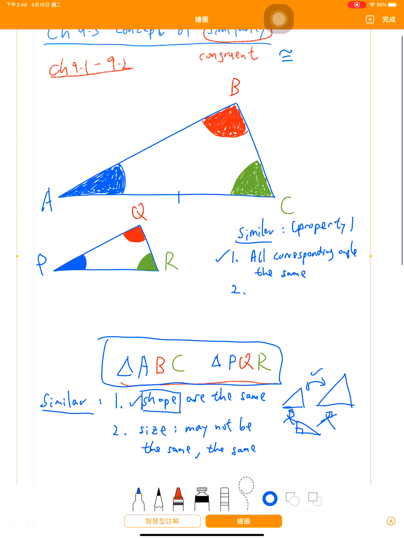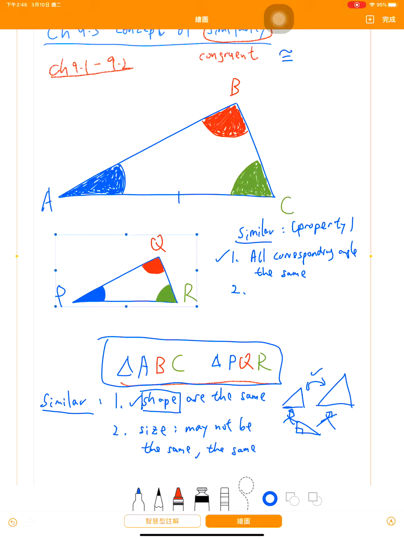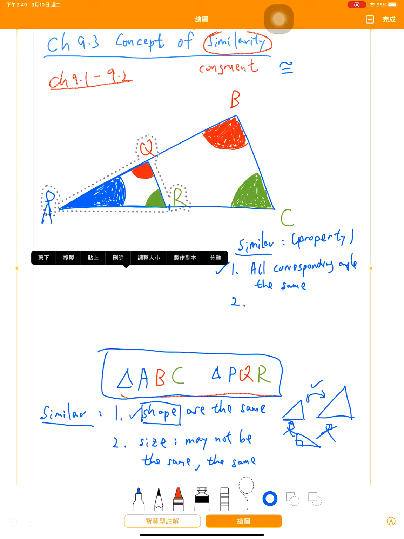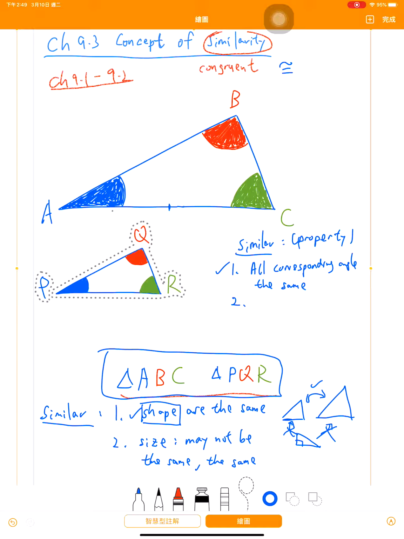Okay, try again. Okay, I think this one is better. Let's see. 1 and 2. Oh, better. Good. Okay, you can see that if this length is 1, then this one is 1, this one is 1. That means this side is 2, right?